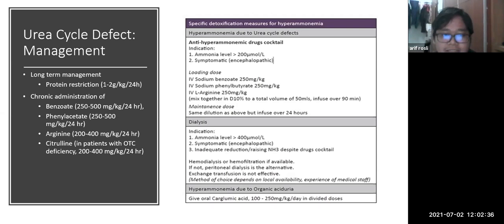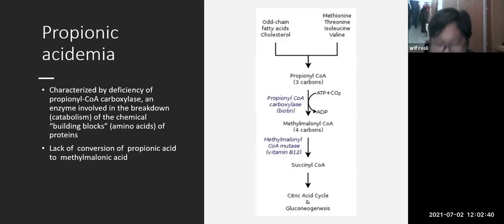Next is organic acidemia, the last one. The disease that I put here is propionic acidemia. It is characterized by deficiency of propionyl-CoA carboxylase, an enzyme involved in the breakdown of amino acids. Lack of this will in turn reduce the conversion of propionic acid to methylmalonic acid.